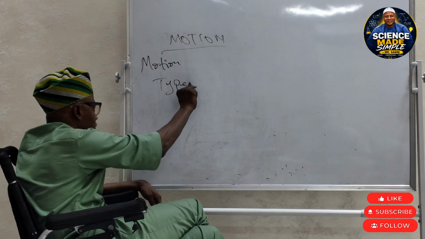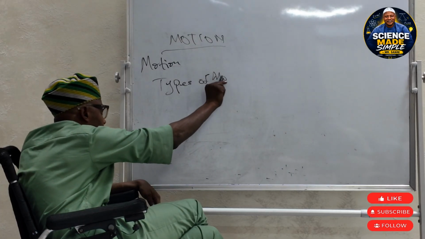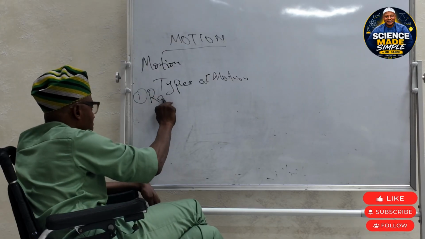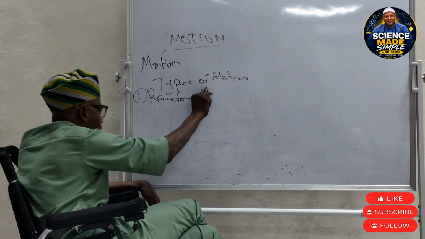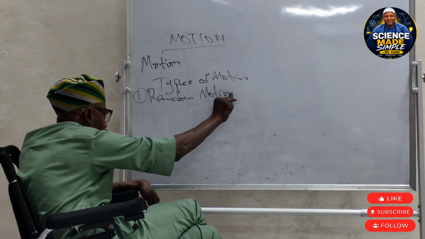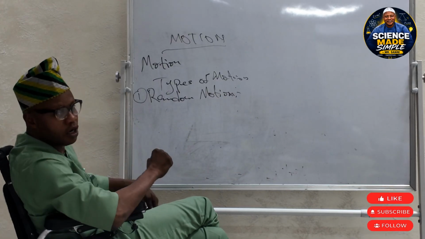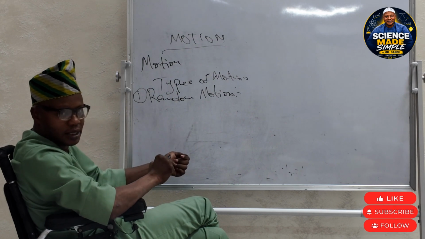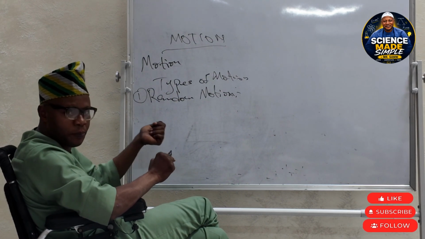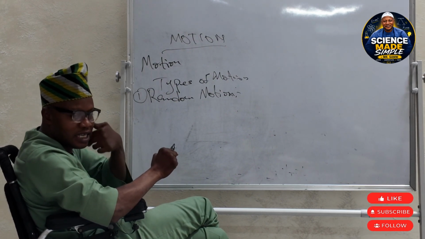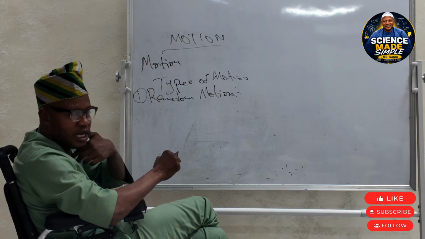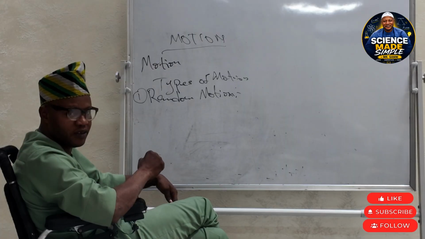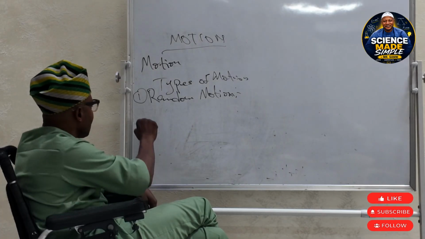Types of motion in physics. We have one, random motion. The motion of a body under random motion is irregular. That is, it doesn't follow a particular pattern. It's a zigzag movement of a body moving in any direction. That is random motion. For instance, the motion of a fly.